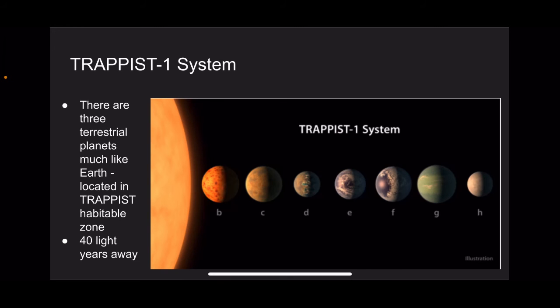And so this is the TRAPPIST-1 system. This is basically what they had captured. There are actually 3 terrestrial planets that are much like the Earth, as I stated in the previous slide, located in the TRAPPIST-1 habitable zone. And this is 40 light years away, so that's quite far. That's really far. But overall, it's really cool. And it's just cool seeing that maybe one of these planets could contain life.